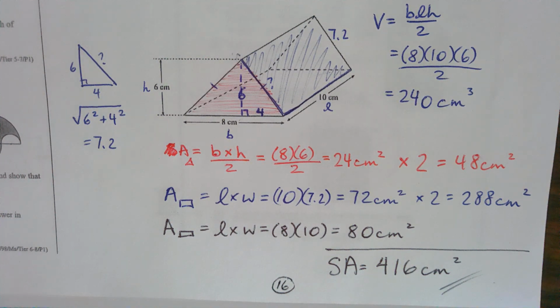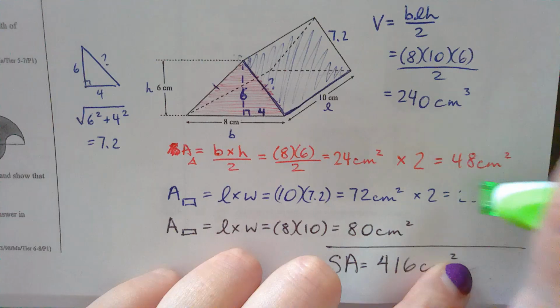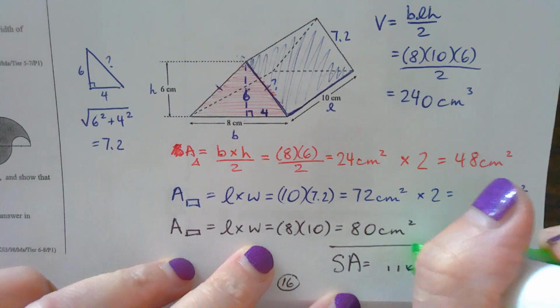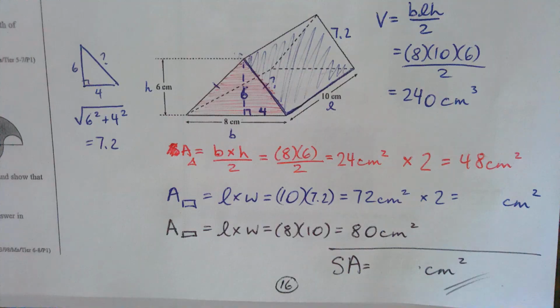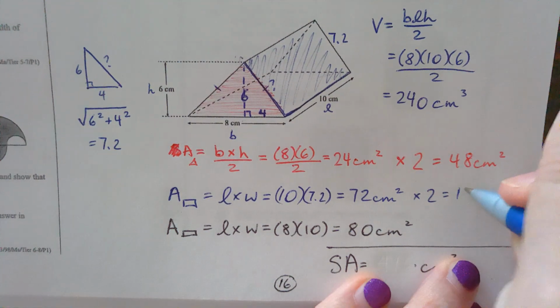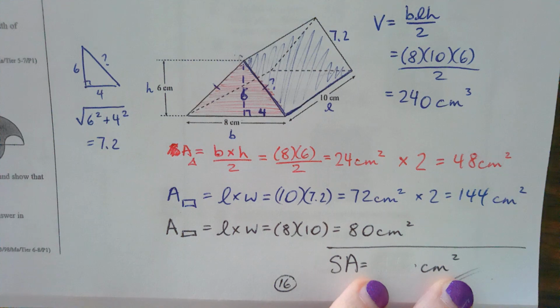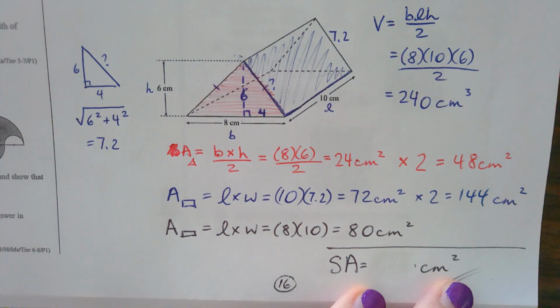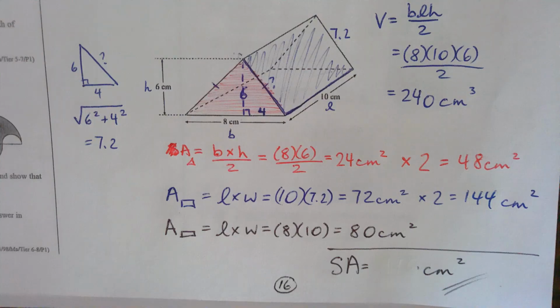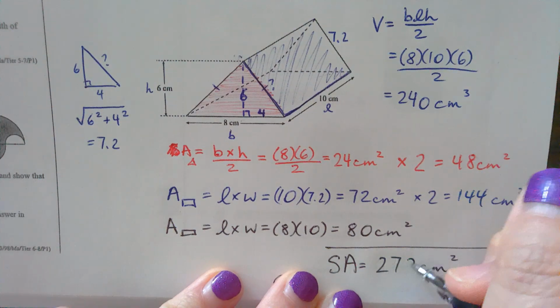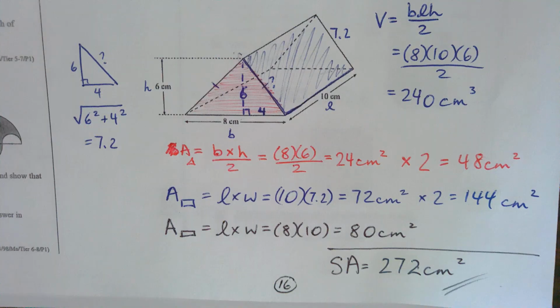If you see a question like this on the test, do you think, oh, did I make a mistake? 72 times 2 is, oh yeah, 72 times 2 is 144. Where did I get that from? Oops. Thank you, Bessie. So this is actually 144. Let me add it again. 144 plus 48 plus 80, 272. That sounds better.